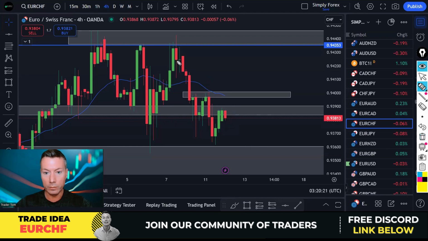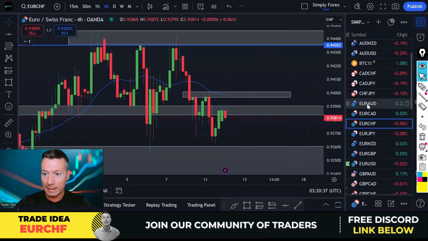Okay, so we want price to do something like this, and we get a break of this level, and then I'll be looking to buy Euro Swiss franc back up to here. All right, but I need that H4 structure break, guys.